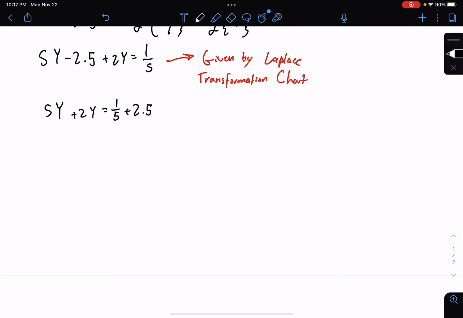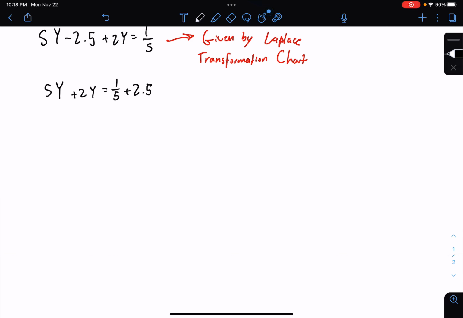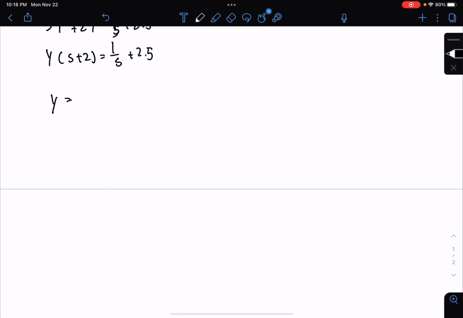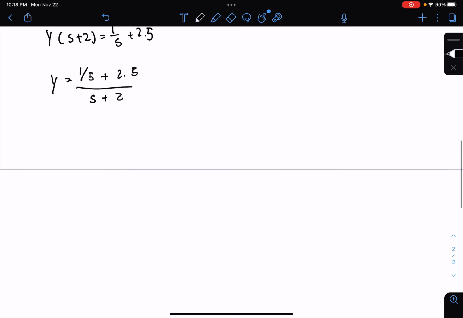One thing to note is be careful with your arithmetic, because when you are moving things on different sides of the equal sign, you just got to be careful of the positive and negative integers. And so we just factor out a Y here because they share a common variable. Okay, now moving on, we get Y equals 1/(s+5) plus 2.5 over s plus 2.